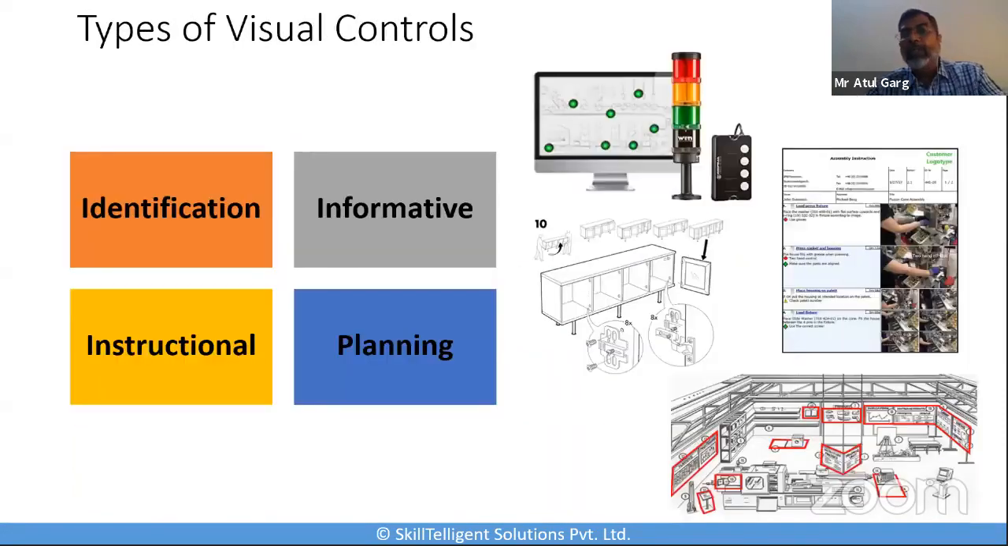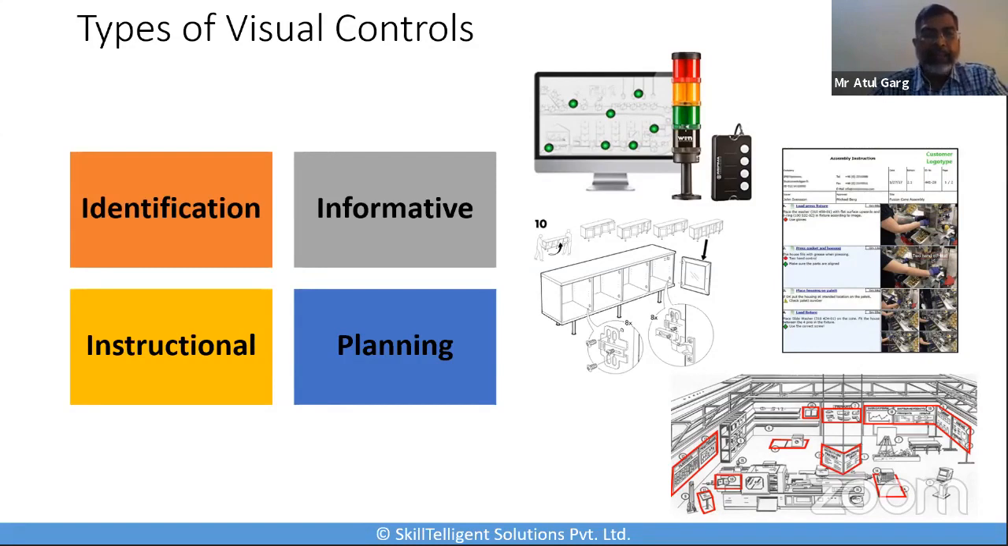Visual controls usually are of four types, and I'll deal with all four of them shortly. First is identification. These identification-based visual controls help in identifying, to tell what something is. It may seem obvious, but when you have hundreds of, let's say, unmarked boxes stacked up together, there is no way to tell what is inside. But if you have a tag on top of it, it can help you find out what is in there. So they help you to identify.